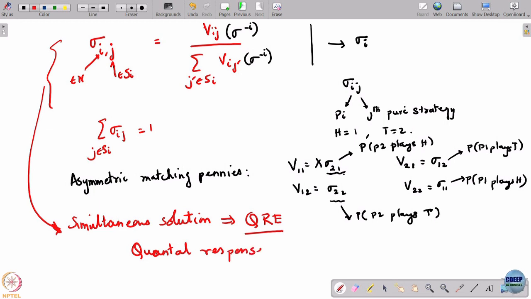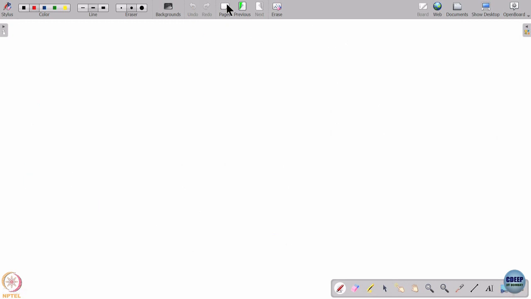Now, for the asymmetric matching pennies, we can in fact calculate this in closed form and see what it turns out to be. Sigma 1 1 star, that means the probability that player 1 will play heads, turns out to be equal to square root of x divided by 1 plus square root of x. And sigma 2 1 star becomes 1 by 1 plus square root of x.